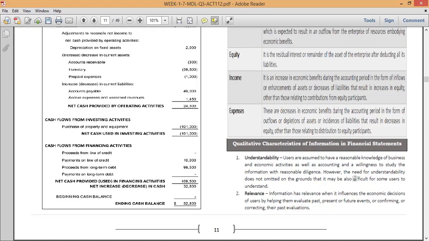So, kumbaga, before nagka-encounter kayo ng problem sa accounting department or sa inyong kumpanya, ano yung magiging way para matulungan mo through your financial reports, financial statements, so paano siya makakatulong sa mga future events or confirming or correcting the past evaluations, 'di ba? So parang dapat we learn from the past, 'di ba? Na iiwasan na natin yung mga pagkakamali pagdating diyan sa pagpe-prepare ng financial statement. So next, quality naman po.